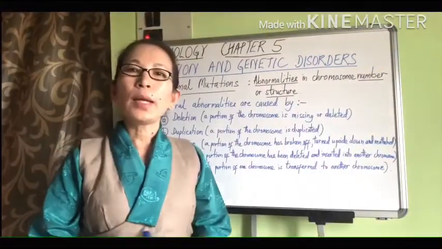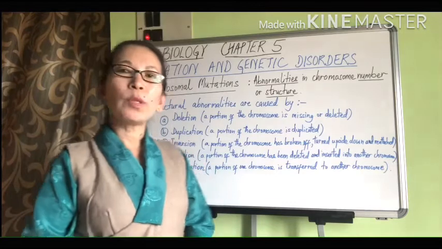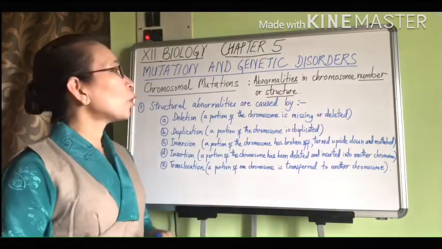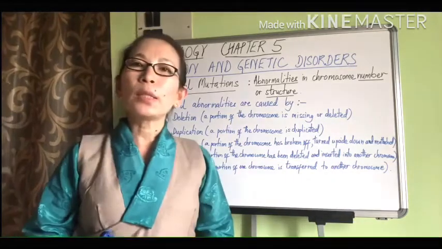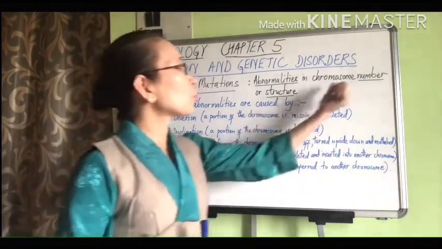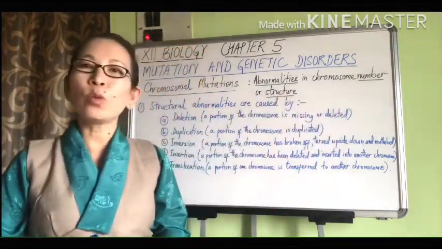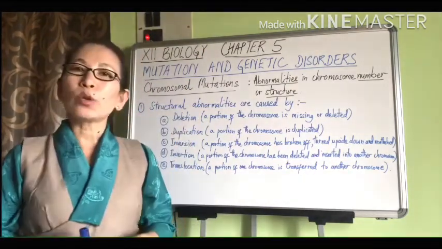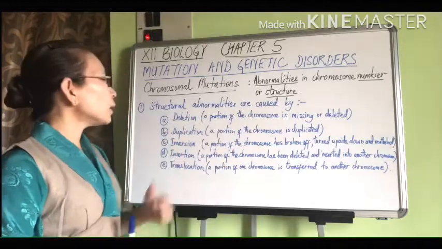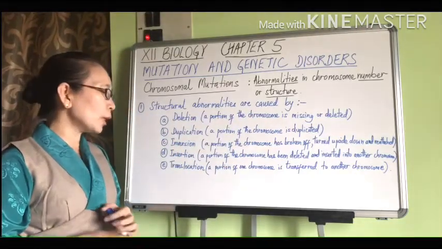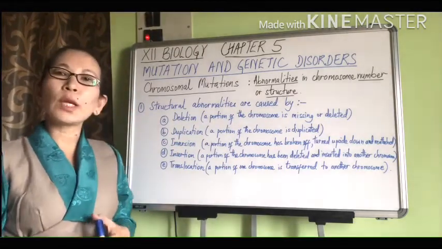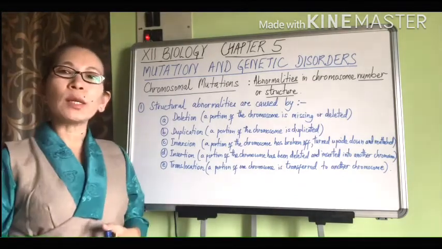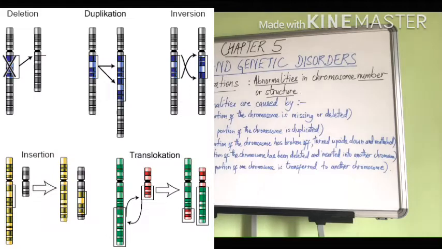Unlike Mendelian disorders, some genetic disorders are caused by chromosomal mutations, which are caused by abnormalities or aberrations in chromosome number or in chromosome structure. Now, structural abnormalities in the chromosome are caused by deletion, duplication, inversion, insertion, or translocation types of mutations. To get a brief idea about these mutations, let's check the figure here.